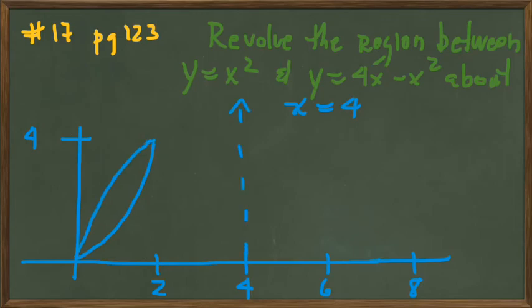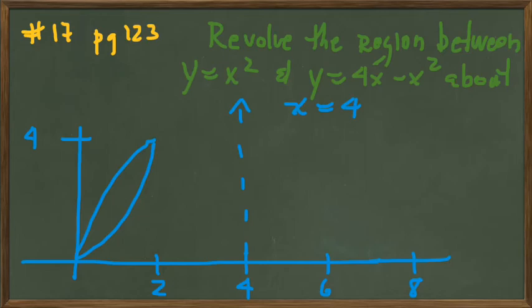Now obviously the y equals x squared continues up like that, and y equals 4x minus x squared continues down like this, but we don't need that portion of either graph. We just want the region on 0, 2 where they intersect, or that is, on the interval 0, 2 they form a region, and we want to revolve that region about the line x equals 4.